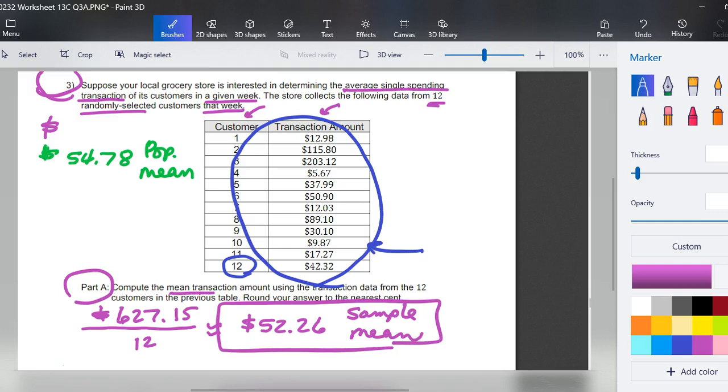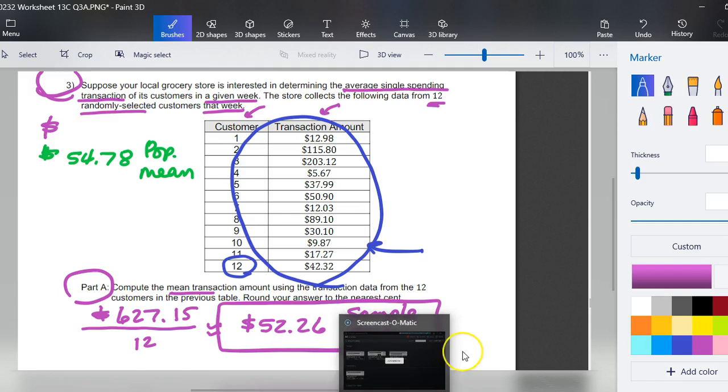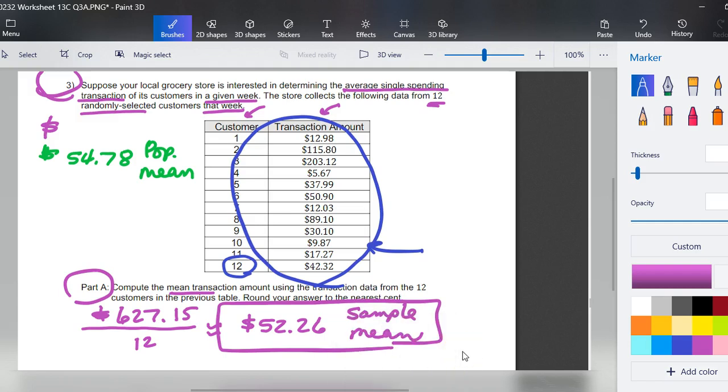Remember, it's a subset of the population. Looking at what they're asking on Part B, is the mean of the sample you computed, so looking down here, is this mean that we computed in Part A greater than, equal to, or less than the population mean? And the population mean is about 54, ours is about 52. So I'm going to have to say that we are less than the population mean. And that would be the answer to Part B.